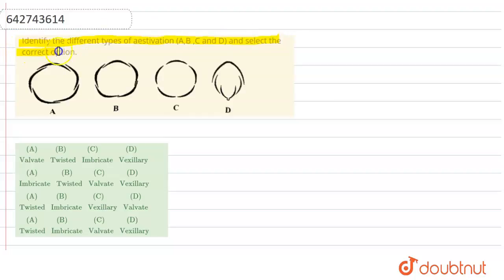The question here is: identify the different types of aestivation A, B, C, and D and select the correct option. We are given the 4 types of aestivations here and we have to choose the correct one from the given options. So let's see the answer now.